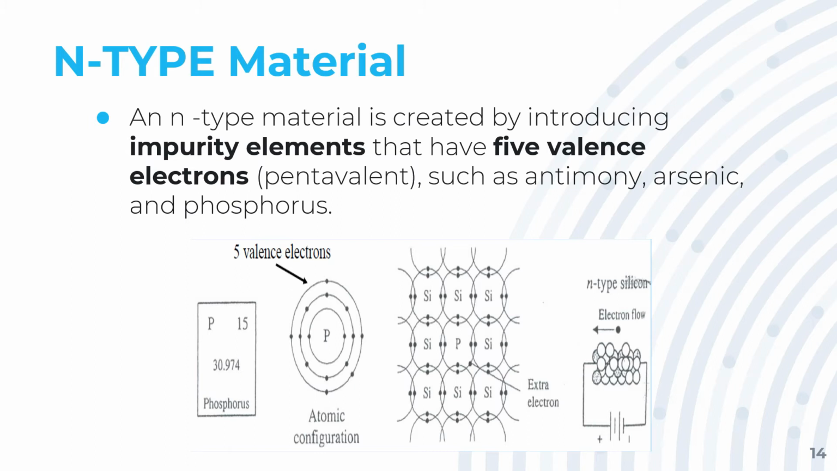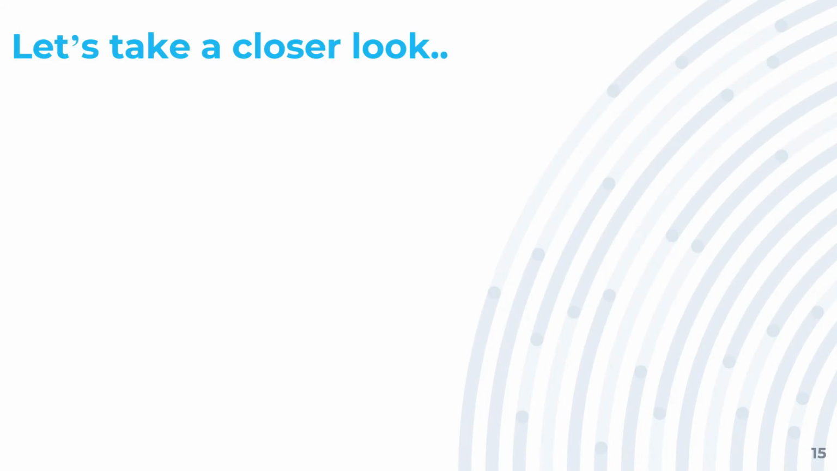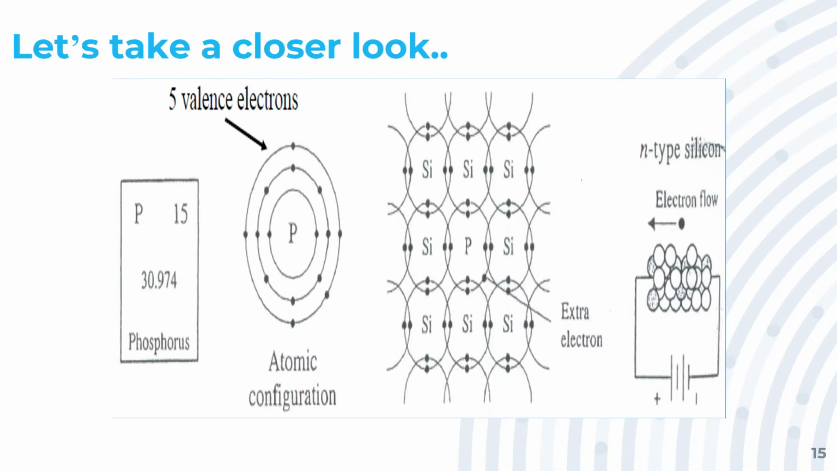The pentavalent atom is called a donor atom because it donates 1 electron to the conduction band of the pure semiconductor atom. So let us take a look at the picture sa slide. So kung i-observe natin dito, natin makikita yung sinasabi kong 5 valence electrons or 5 electrons sa outer shell ng phosphorus. Makikita natin ito sa atomic configuration.